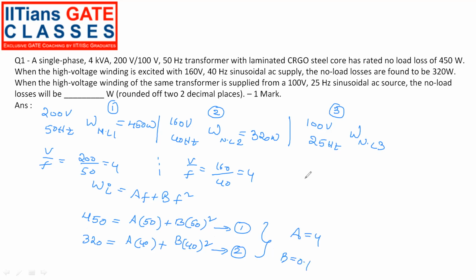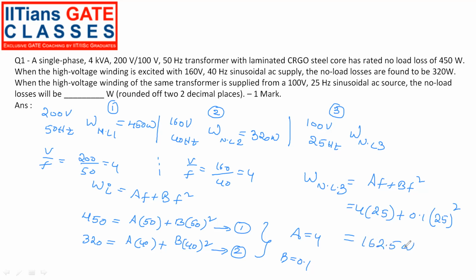Now the no load loss 3 can be given by the same expression, AF plus BF square, where A equal to 4 and F here is 25, and B is 0.1 into F square, which is 25 square. Finally, if we solve this expression, we'll get 162.5 watts. Okay guys, we'll see the next question then.